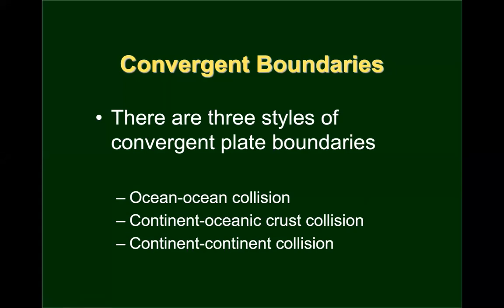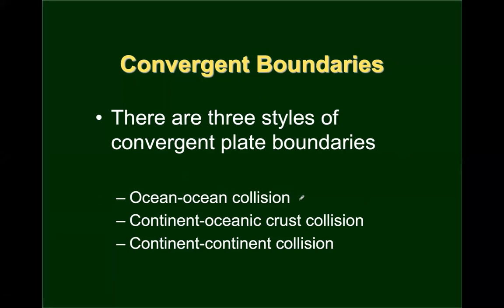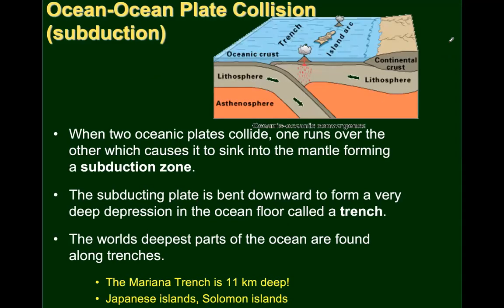Okay, we'll just have a revision on the last aspects that we discussed, and then we will move to a new section. We were talking about the convergent plate boundaries. We discussed that there are three styles of convergent plate boundaries: ocean-ocean collision, continent-ocean collision, and continent collision. These are just different configurations of the possibilities of the collisions, right?